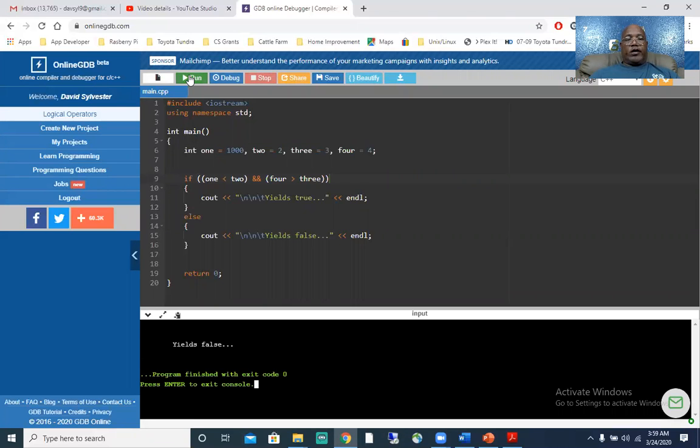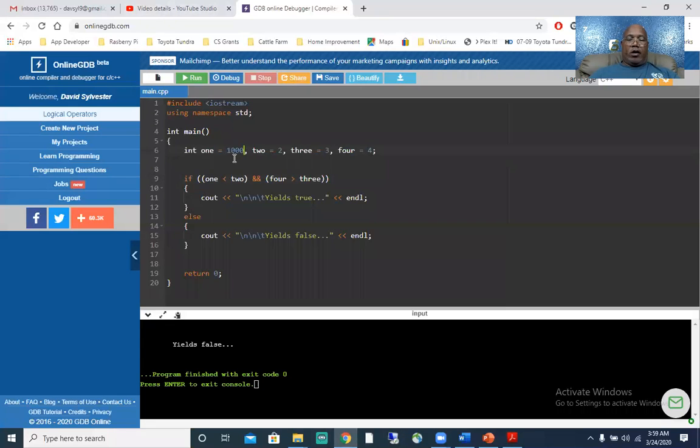Okay, so you see what happens. Now, let's see, is 1 less than 2? Oh, I see. What happened is 1 is 1,000. So is 1,000 less than 2? No. So automatically that was false. And with false and true, it will yield false. Okay, so that is correct.